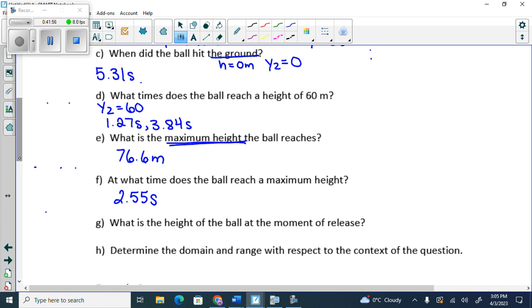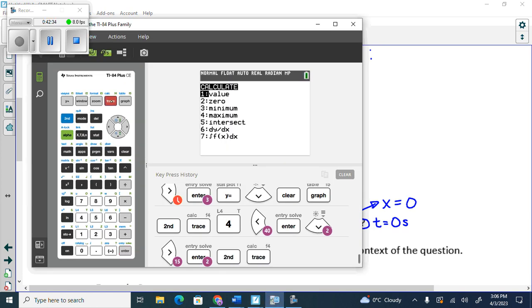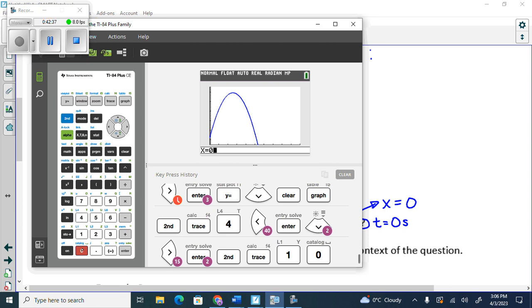What is the height of the ball at the moment of release? Moment of release means time equals what? When I go to throw the ball, what time is it? 0. So they're really just asking you for the y-intercept. Wait a second. Is time x or y? X. So they're literally just telling me x equals 0, find y. Where can I input x's? Second trace, value. X equals 0.